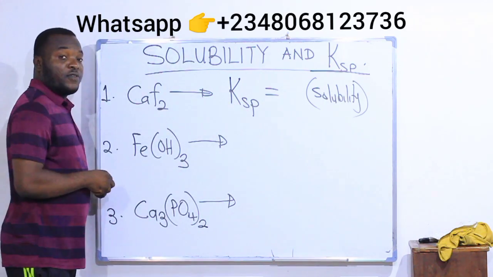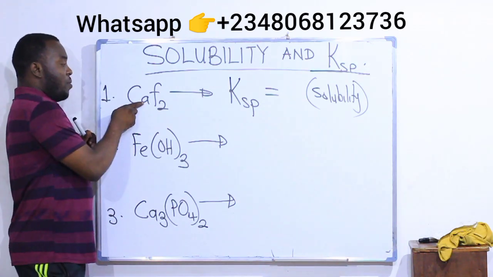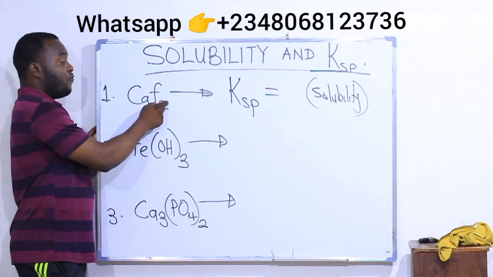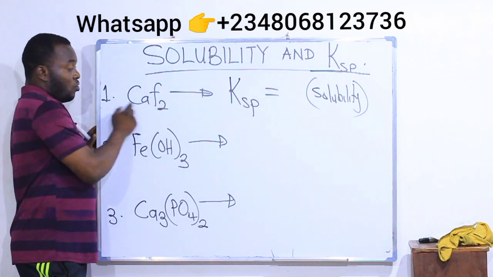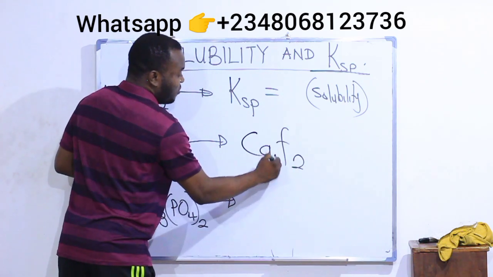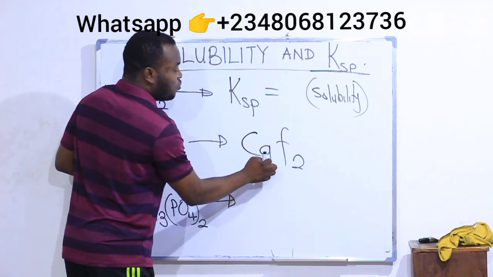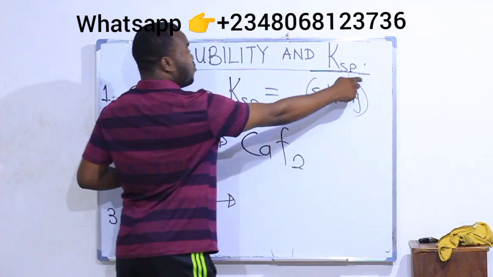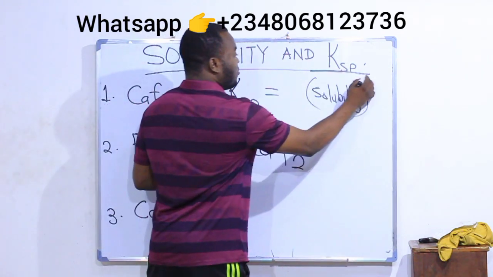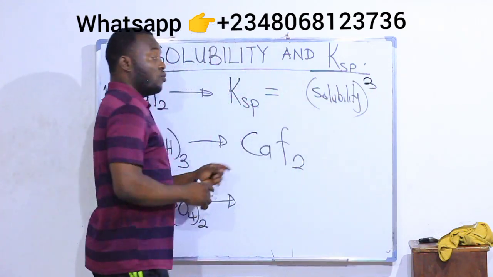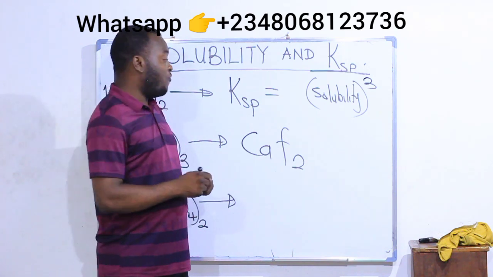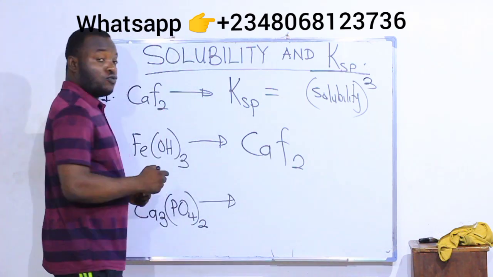How do I get them? Go to the compound given to you. Look at them here. How many calcium can you find here? Only one. How many fluorine? 2 of them. Look at it here. I have CaF2. 1 of this, 2 of this. So the sum of these 2 numbers gives you the power of the solubility here. So 1 plus 2 is what? 3. I've gotten the power. The coefficient is the product of the numbers, each raised to its power.